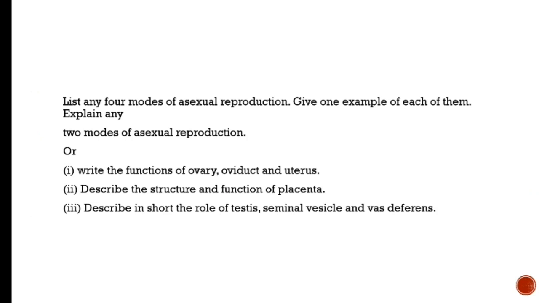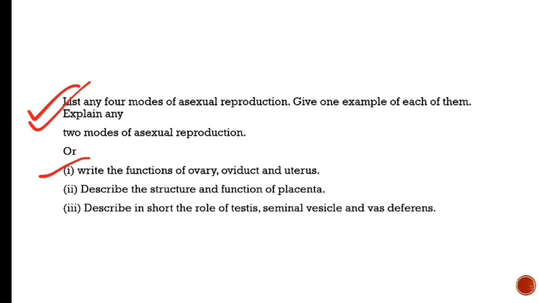The next question is, list any 4 modes of asexual reproduction. Give an example of each one of them. Explain any 2 modes of asexual reproduction. This is also very easy. You can explain binary fission, regeneration. You can explain fragmentation, spore formation. Okay. Write the functions of ovary, oviduct and uterus. This is also very easy.